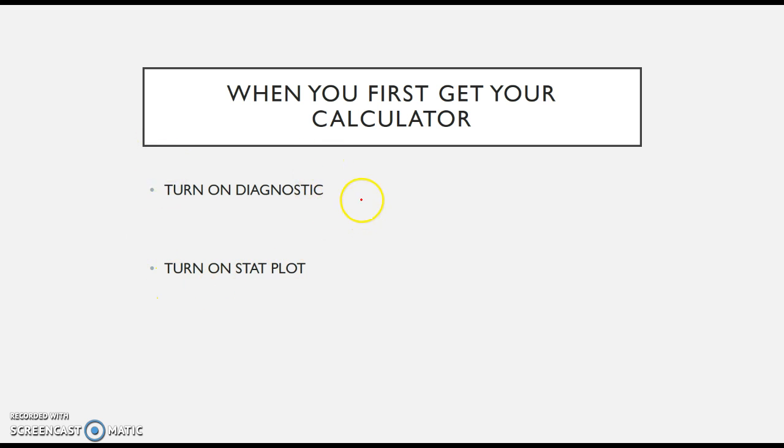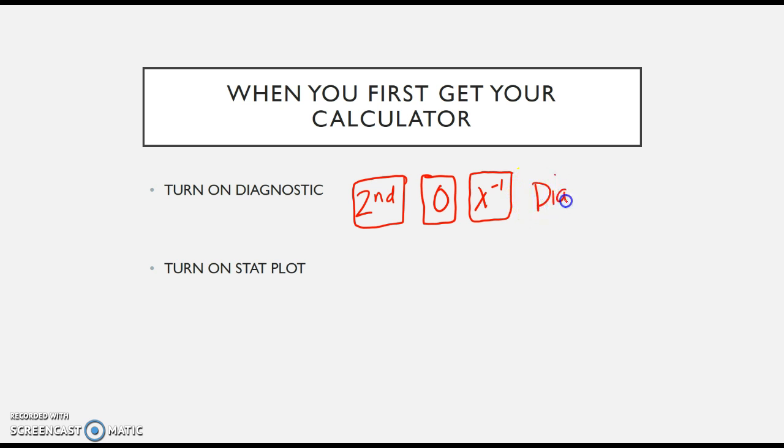So to turn on your diagnostic, you're going to go second, 0 to get to your catalog. Once you're in your catalog, you can just scroll down until you see diagnostic, or you can skip straight to the D section because it's alphabetical by pressing the X to the -1 button. Above that, you'll see a capital D in blue, which means it's going to just take you to the D's. Alright, so we can go down and find diagnostic on.